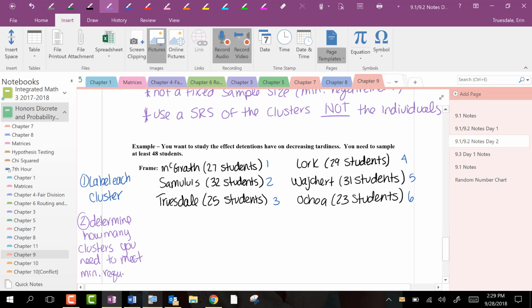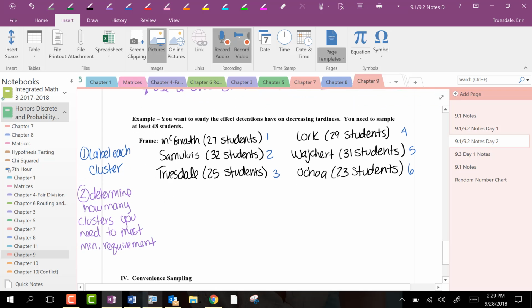If I need at least 48 students, can I only choose one cluster? Do you think I need to choose more than 2 clusters? No, I should hit 48, right? If I choose any 2 on here, I should end up with 48. It's set up that way, so I only need 2 in this case. Oh, it says at least 48, so it doesn't have to be exactly 48.